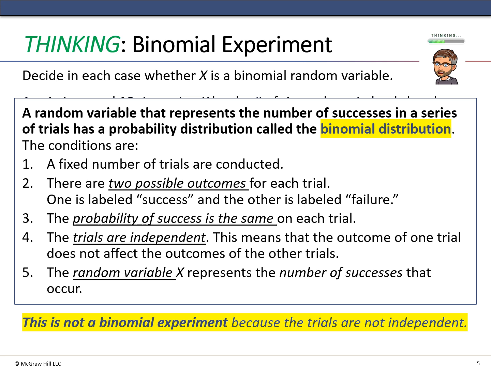And again, I just want to remind you of those. So for a binomial distribution, there's a fixed number of trials. Two possible outcomes, one is success, the other is failure. The probability of success is the same on each trial. The trials are independent, meaning that the outcomes of one trial does not affect the outcomes of the other, and the random variable represents the number of successes.